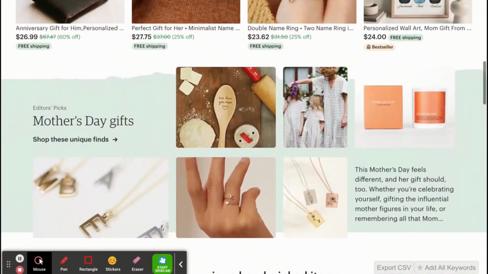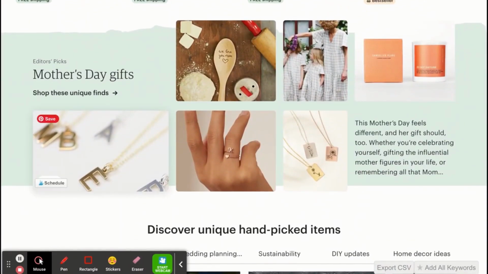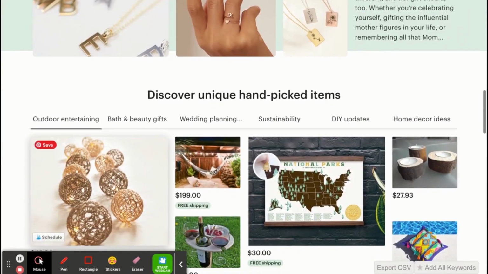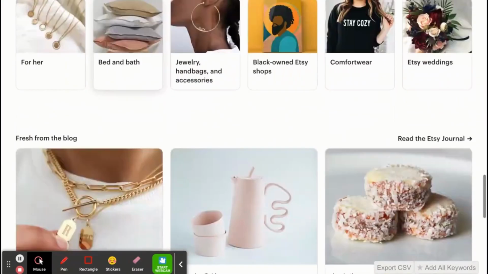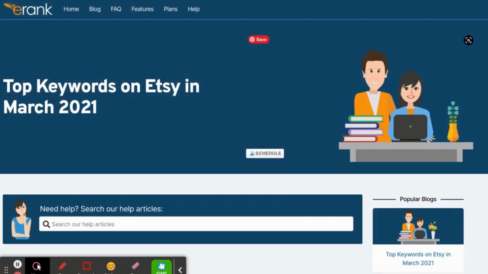But I'm just looking for the items that are in demand, items that may be selling well on Etsy that have a potential to sell on Amazon. Another place that I like to come to is a website called eRank. They do a lot of keyword search analysis on Etsy, and you can use this tool to see the most frequently searched terms on Etsy.